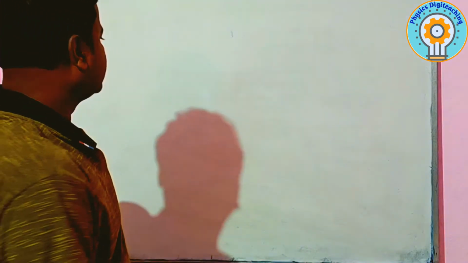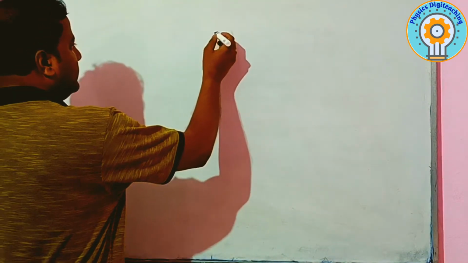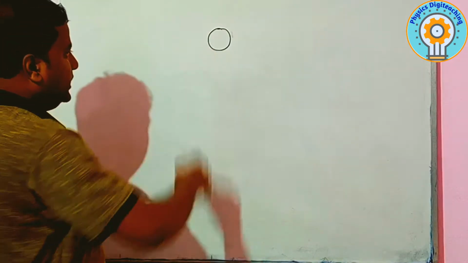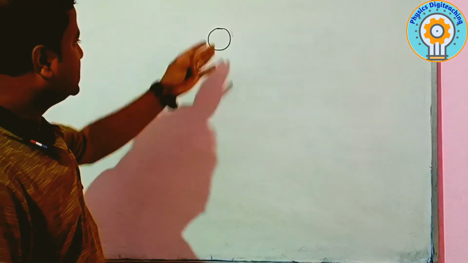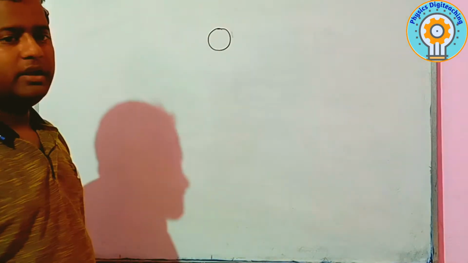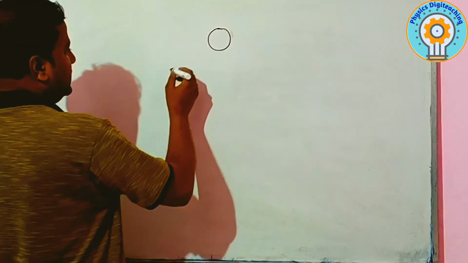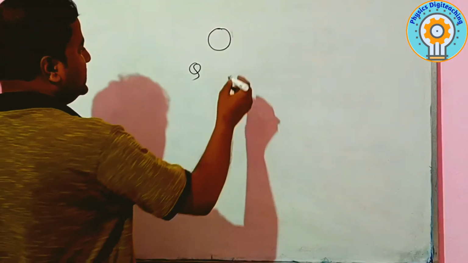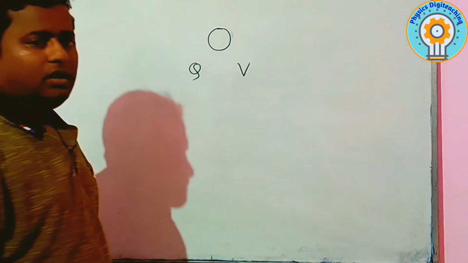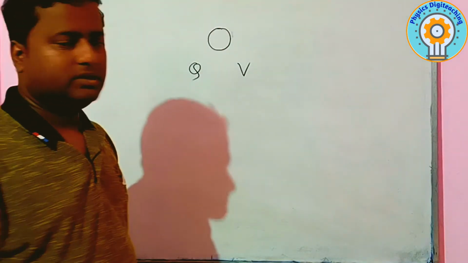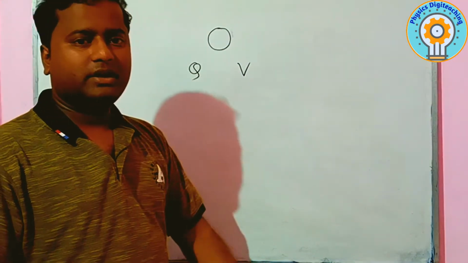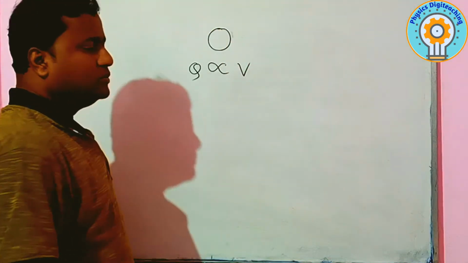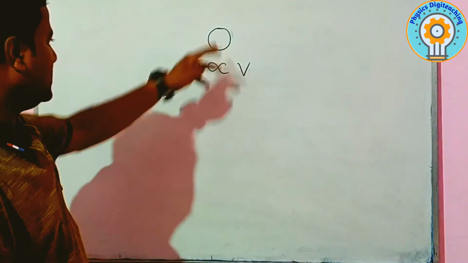What happens here? We know that this is a conductor. If we give some charge to this conductor, then its potential will increase. Say this is the charge Q, and at this time the potential is V. Now if we give further charge, then we see that potential further increases. So we can say the charge Q is proportional to V, that is the electric potential of the conductor.